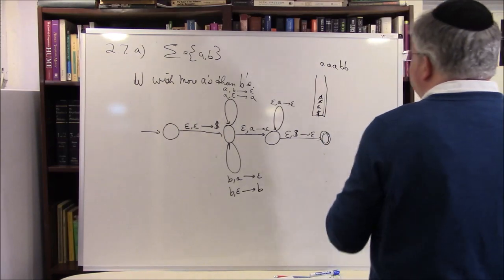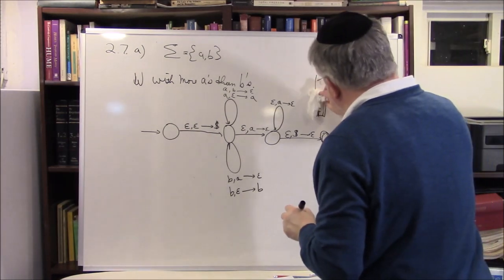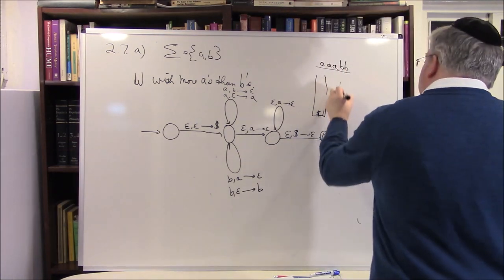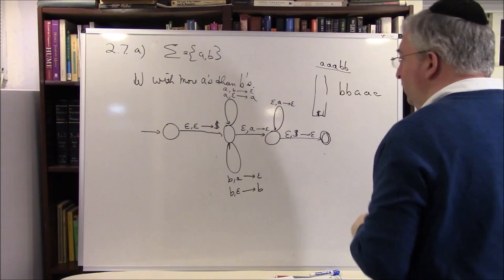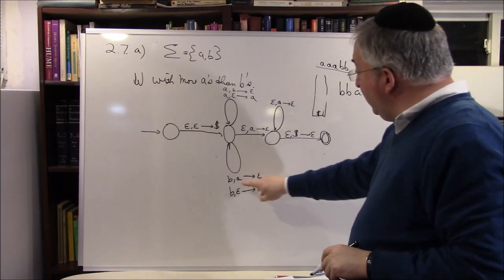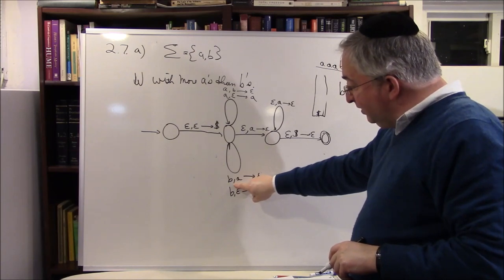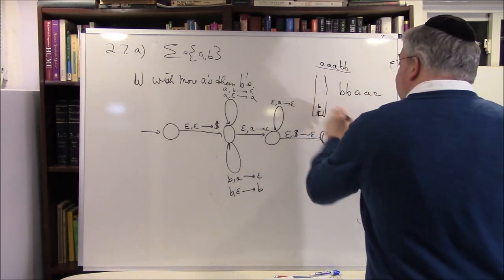What happens if instead of this word, I have, let's erase what's on the stack, this word, B, A. Okay. So here, I'm not going to be able to do this line, I'm going to have to do this line. So here's what I'm going to do. I'm going to put a B on here.